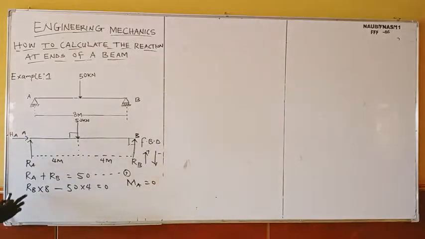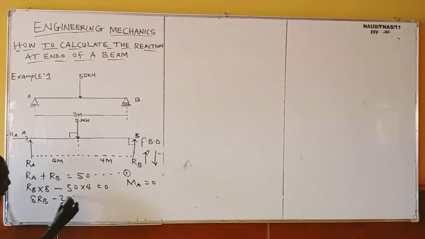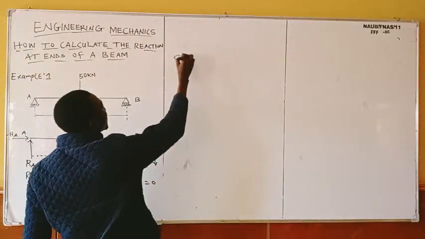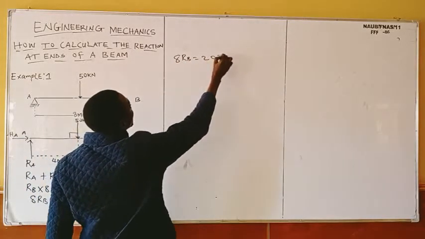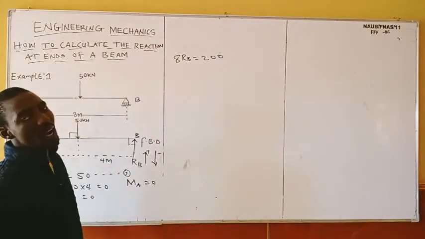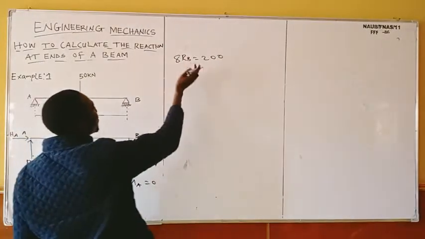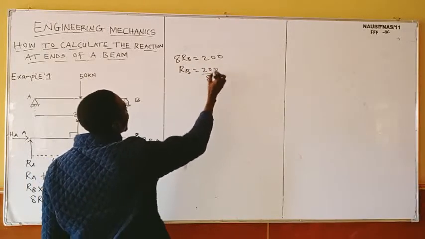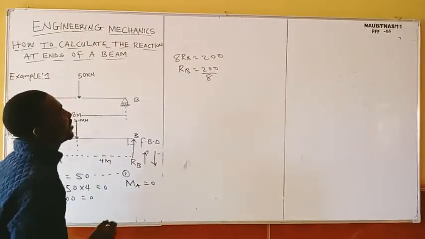Do you get that? So now, RB times 8 is 8 RB. 50 times 4 is nothing but 200, which is equal to 0. Do you understand? So this 200 will come back here. We are going to have 8 RB equals 200. So for us to get our RB, what are we going to do? We divide both sides by 8. So RB is equal to 200 over 8.